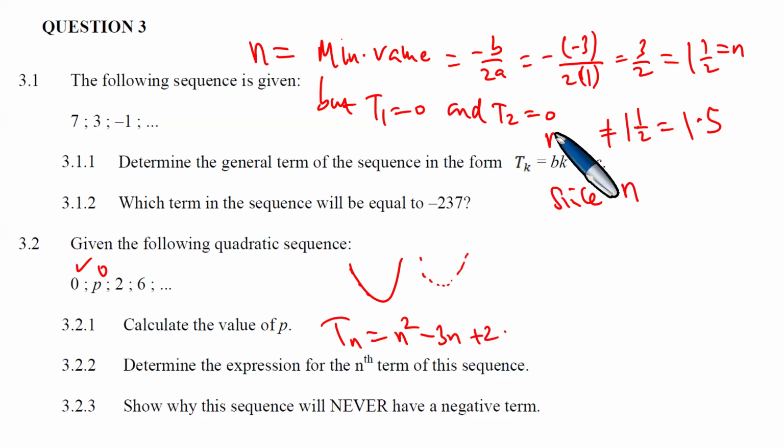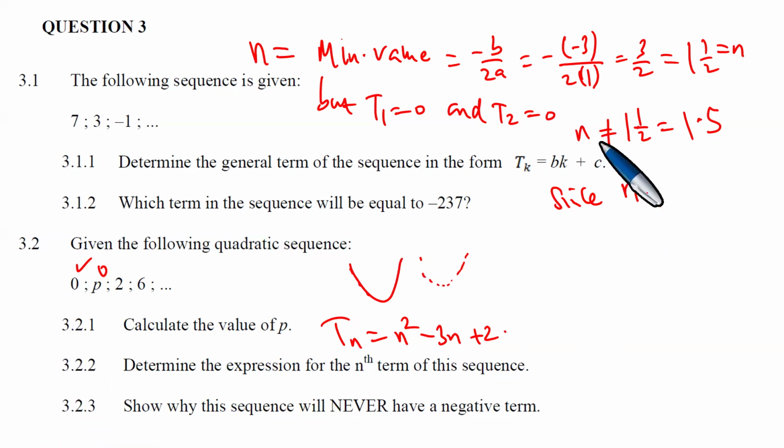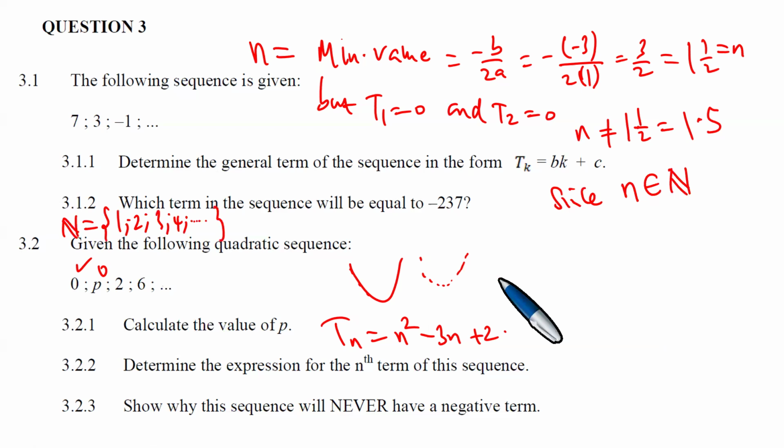Right, you can just say n is not equal to 1.5. Why is n not equal to 1.5? Since n is a natural number, and natural numbers do not contain 1.5. For those who forgot primary school, natural numbers are 1, 2, 3, 4, and so on. 1.5 is not a natural number because it's a decimal.